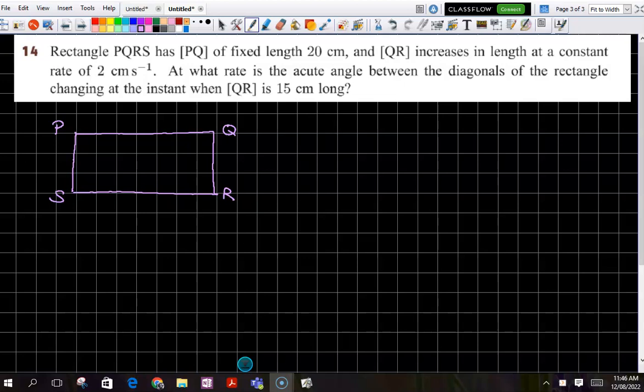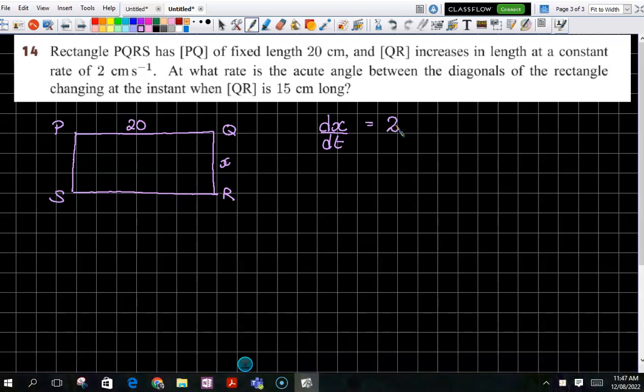Hello, Hayden. So we're doing question 14, just getting you started. So rectangle PQR has PQ as a fixed length of 20 and QR increases in length at a constant rate of 2 centimeters per second. So, I mean, we could refer to it as QR. Can we just call it X? Okay, so X, would you agree that then dx by dt, it's increasing at a rate of 2 centimeters per second? At what rate is the acute angle between the diagonals?